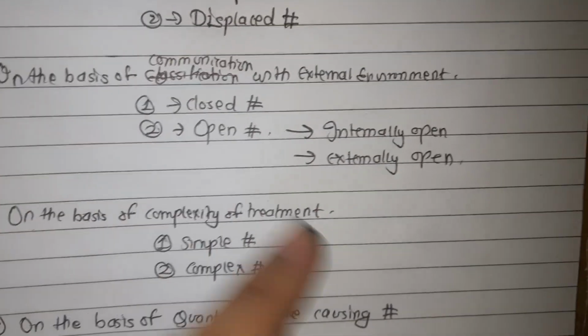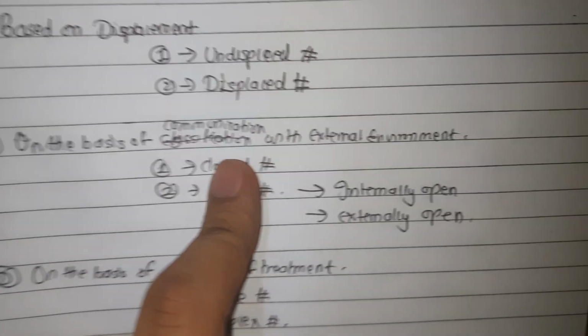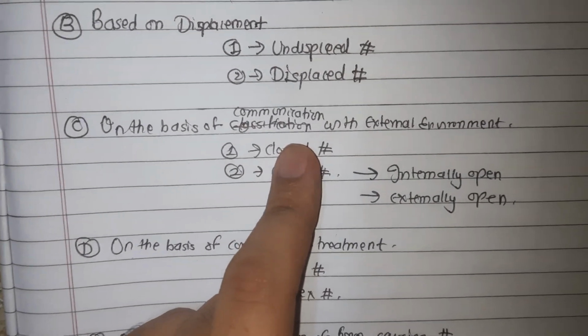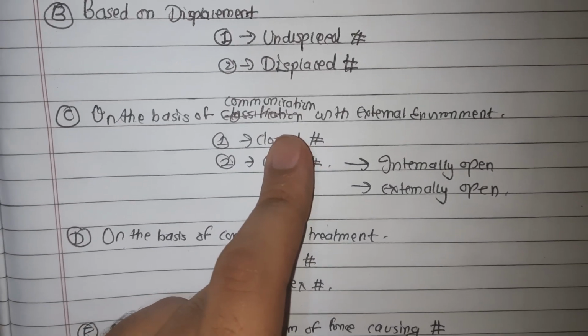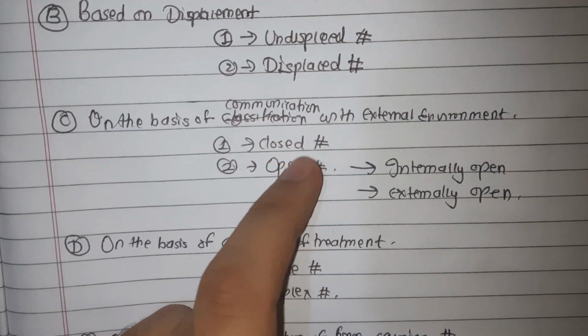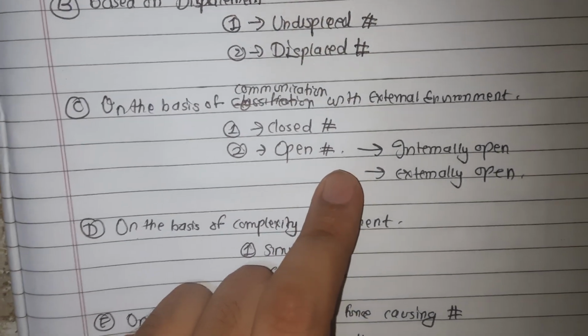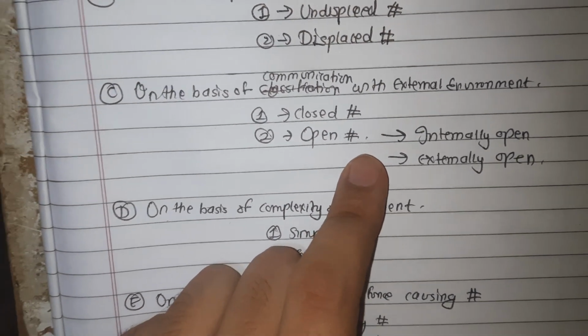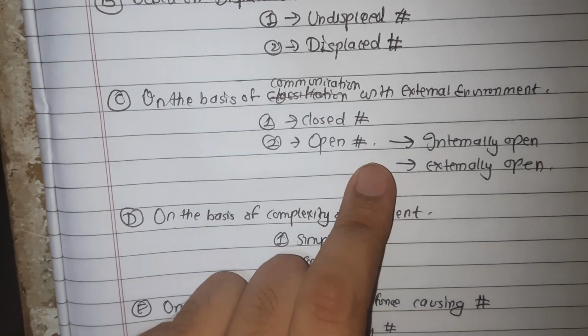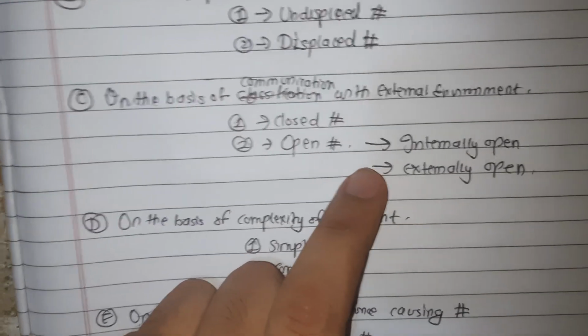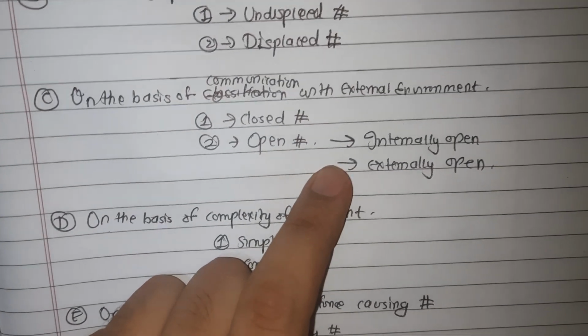And on the basis of communication with the external environment, the fracture can be either closed or open. The closed fracture is a fracture not communicating with the external environment, that is, the overlying skin and other soft tissue are intact. It is called a closed fracture. And in an open fracture, there is a break in continuity of the overlying skin and soft tissue leading to the fracture communicating with the external environment. It is called an open fracture, and it is also known as a compound fracture.